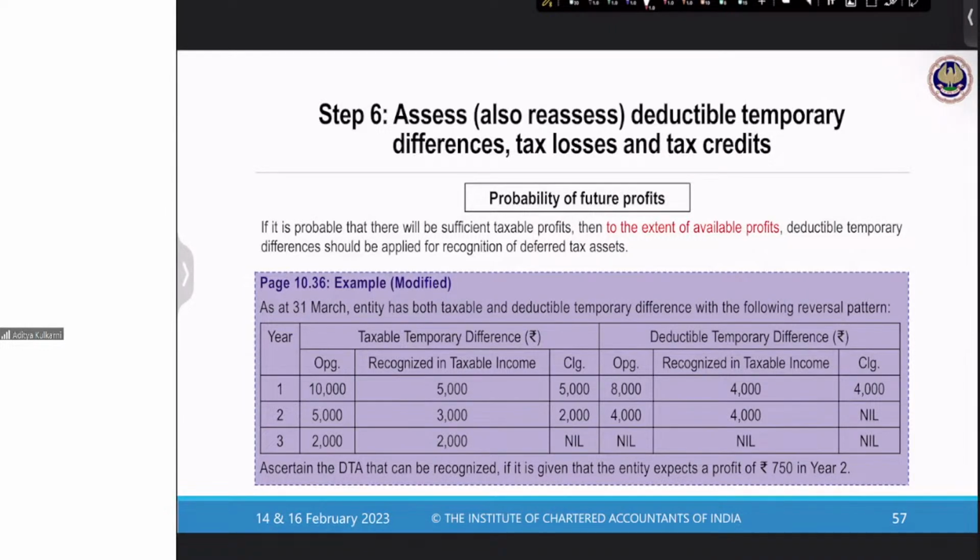Probability of future profits. Okay. So now coming back. All right. Soham, is it clear? Yes. All right. Fine.